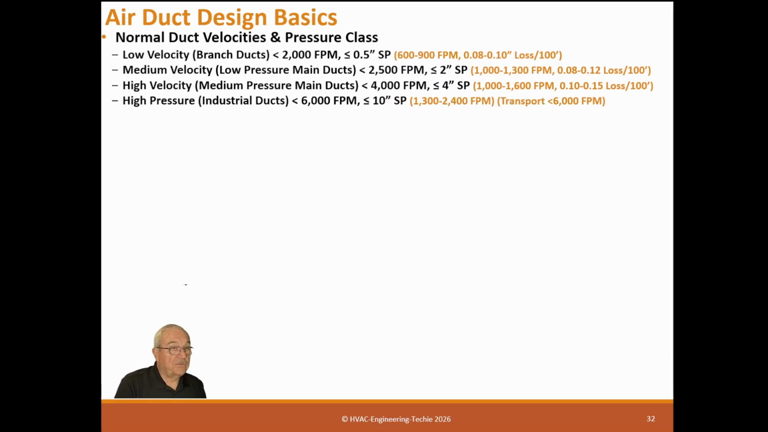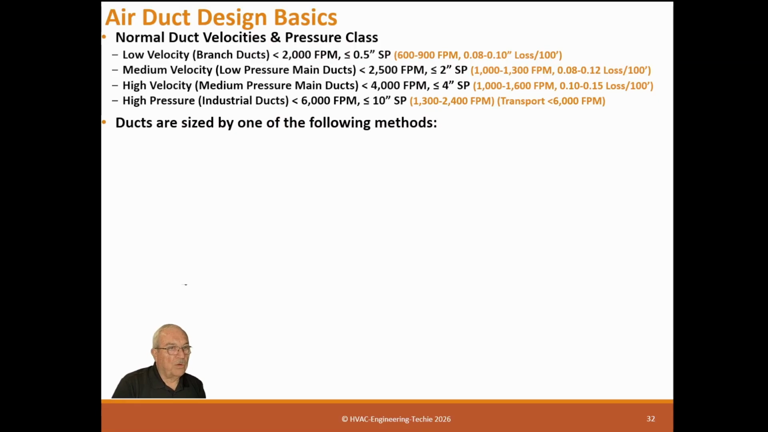High pressure industrial systems, which are 6,000 feet per minute and plus or minus 10 inches, are mainly for industrial and for transport services. Transport services means that you're using the air to transport material. Or industrial might be 4,000 feet per minute because of big duct. The larger the duct, the faster the velocity can be because it's got a bigger cross-sectional area. And we'll talk about that during the duct design.